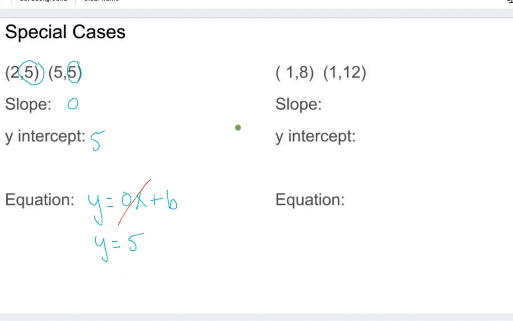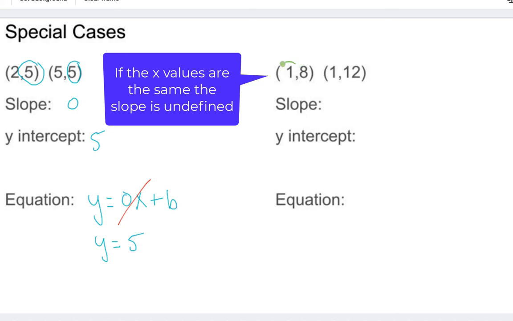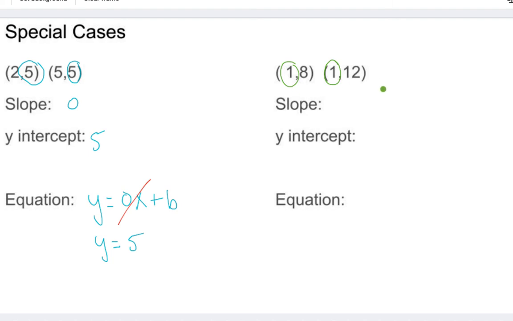The other special case is a vertical line. So when I look at these 2 points, I have 1,8 and 1,12. So right away I notice that my x values are the same, which means my run equals 0. So the line goes straight up and down, it's vertical, which means the slope is undefined, which means there is no y-intercept. Remember, the equation of a vertical line is not y equals, it's x equals. And in this case, the only x value we have is 1.